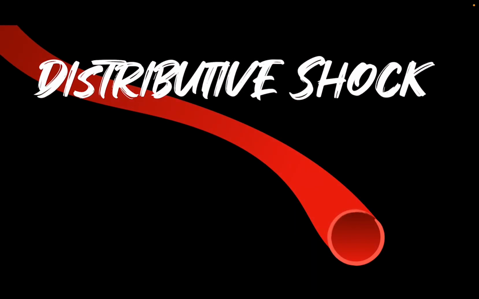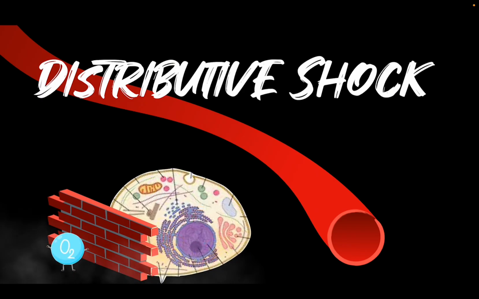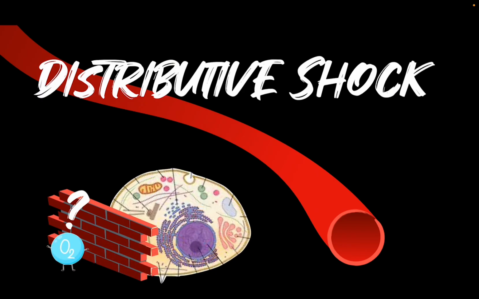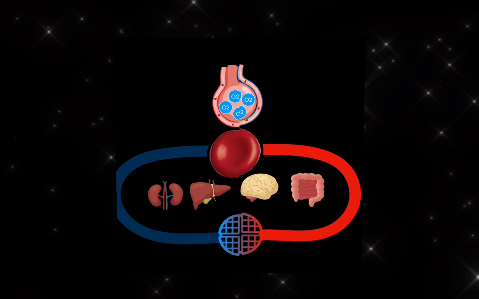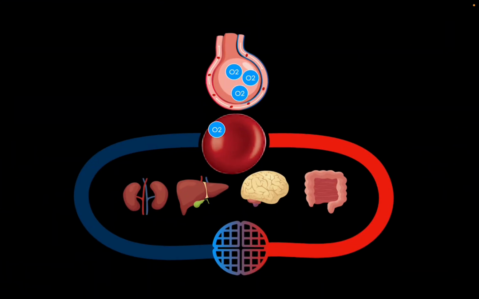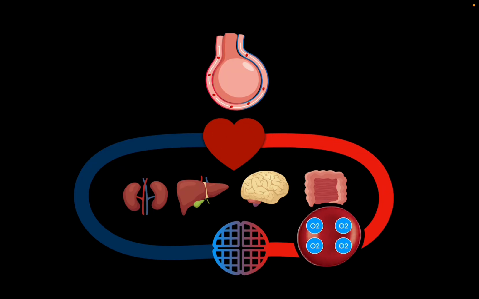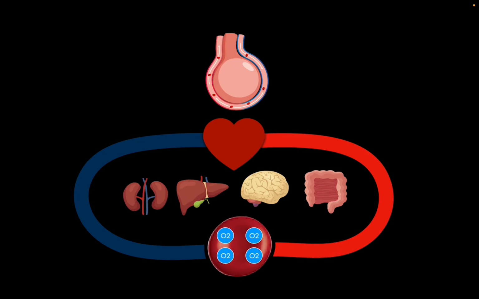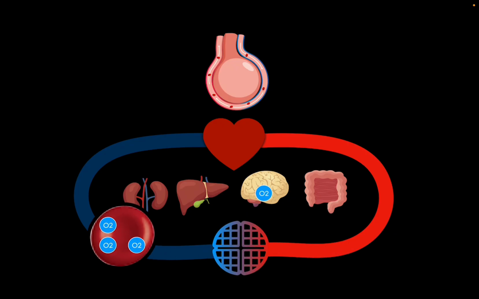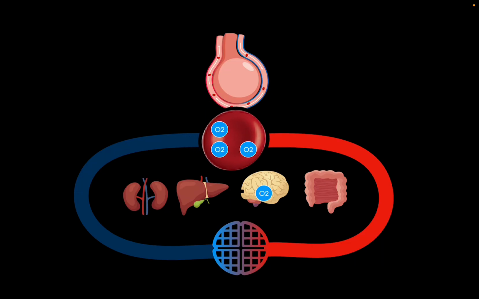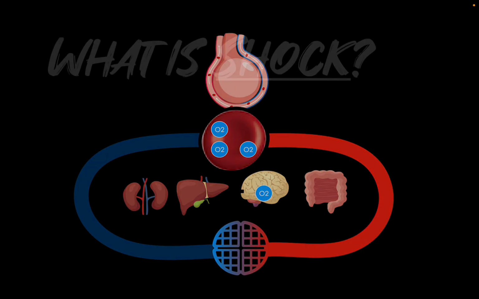All right, this is going to be a short video breaking down distributive shock. We're going to talk a little bit about the types, but we're not going to dig into the individual types. Oxygen is normally delivered to the tissue by crossing or diffusing across the alveoli into the blood. The heart pumps that blood through the blood vessels to the tissue where the oxygen is delivered. Then the blood returns back to the lungs ultimately to pick up more oxygen.